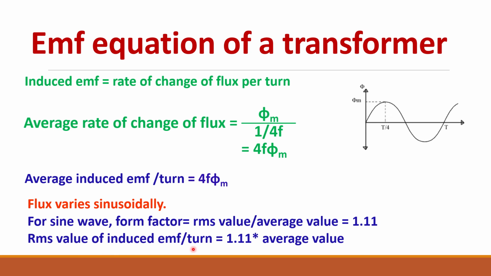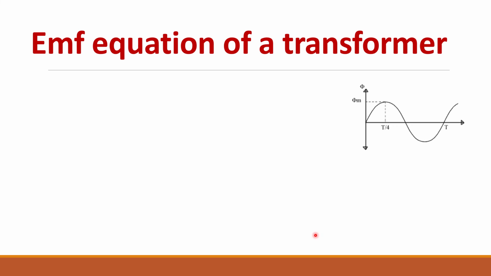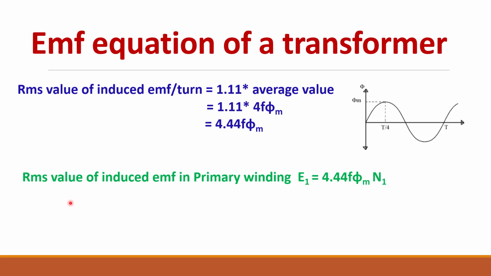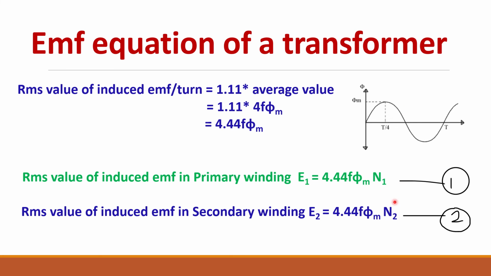So the RMS value of the induced EMF you can find from this: 1.11 into the average value. The average we have already derived, so you will get 4.44fΦm. So the RMS value of the induced EMF in the primary winding, here we have taken for one turn, you multiply with the number of turns in the primary winding N1. So 4.44fΦm into N1. For the secondary winding, we can write, instead of N1, you just write N2.